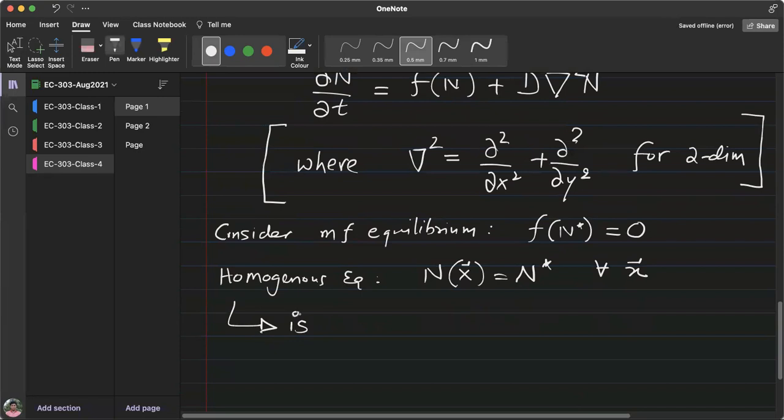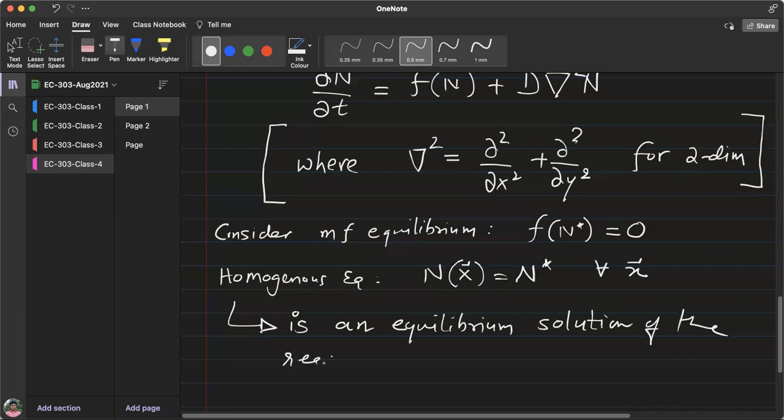This is indeed a homogeneous equilibrium solution of the reaction diffusion equation. So do all of you agree with this? Do you have any questions?